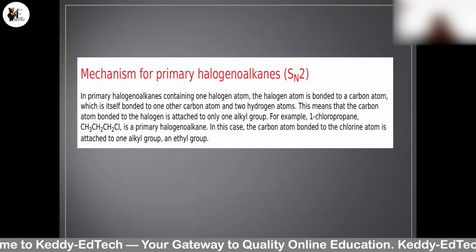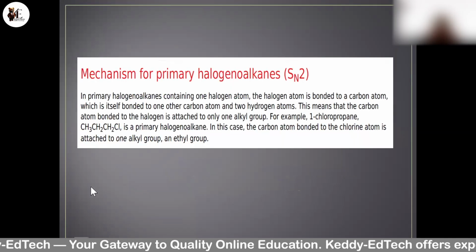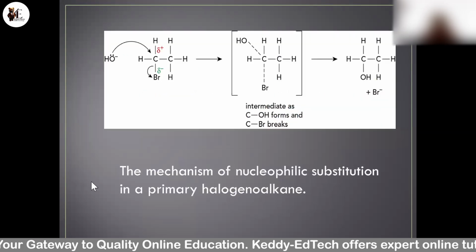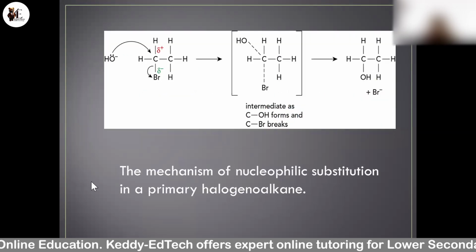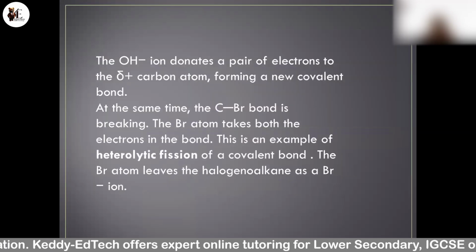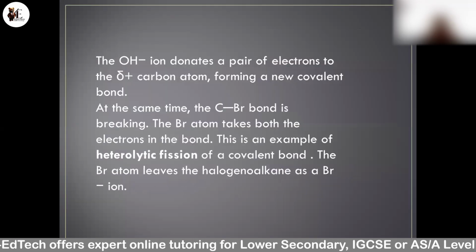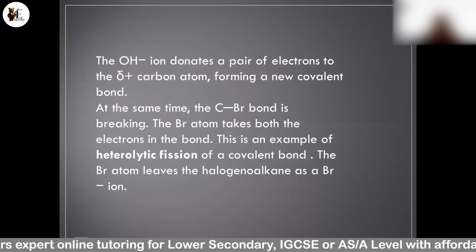We have discussed the mechanism for primary halogenoalkanes in the last class. I told you that here a nucleophile comes and attacks the carbon which is bearing the leaving group, and the leaving group leaves in one step. This is a one-step reaction. So this is the explanation of this.